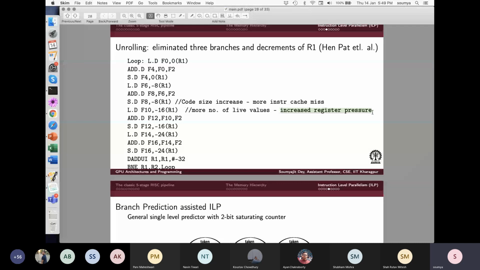So I'm writing more code here. The assembly code size is big. If the code size is big, then in the instruction cache, from where I am bringing the instructions, I will have more misses because I am bringing in more instructions. The cache is being filled up unnecessarily with the same kind of instruction again and again, right? And I am making use of more registers, which is also increasing the register pressure.